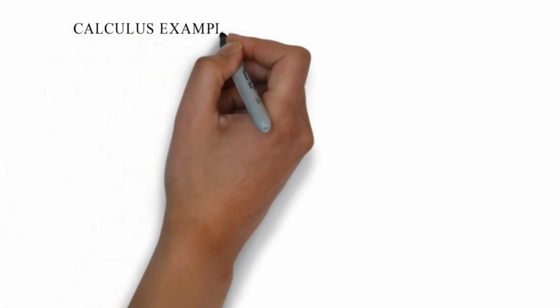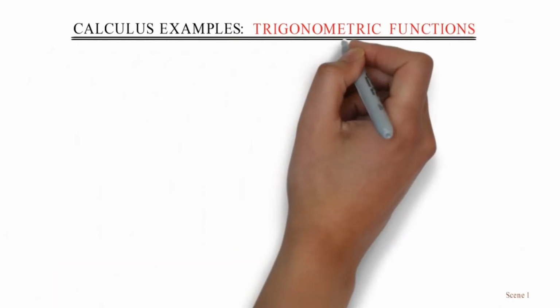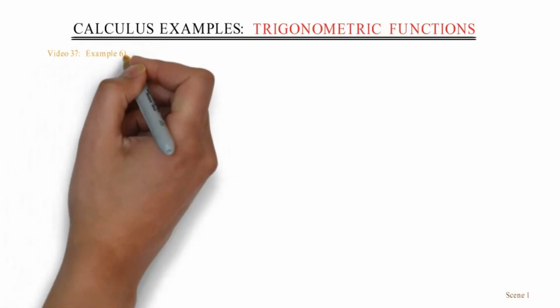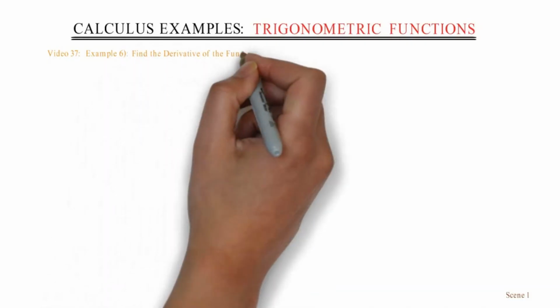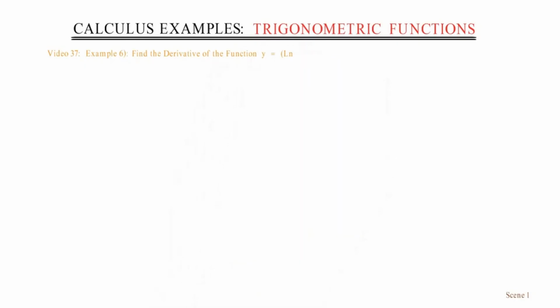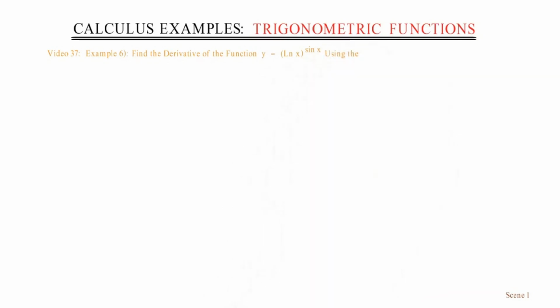Calculus examples, trigonometric functions. This is video 37, example 6. Find the derivative of the function y equals ln of x to the sine of x using the verbal form of the alternative technique.